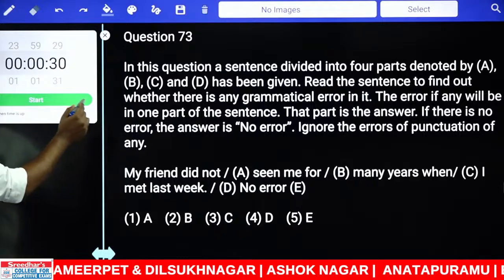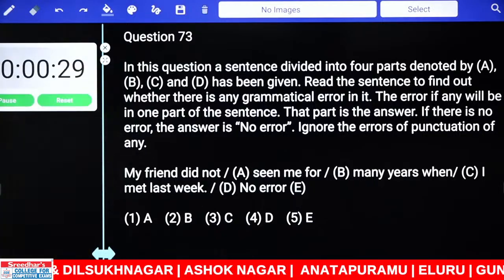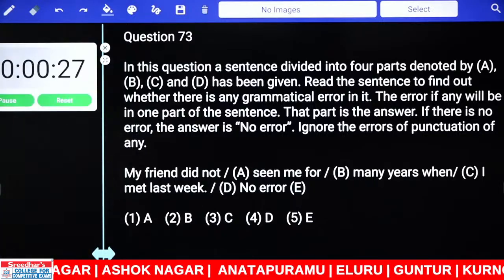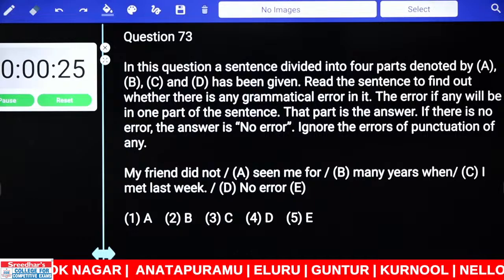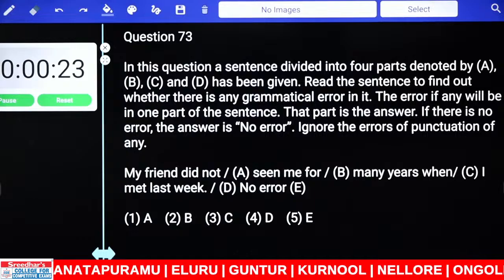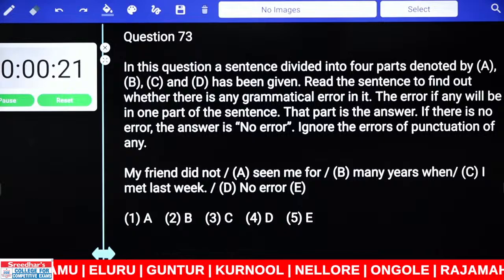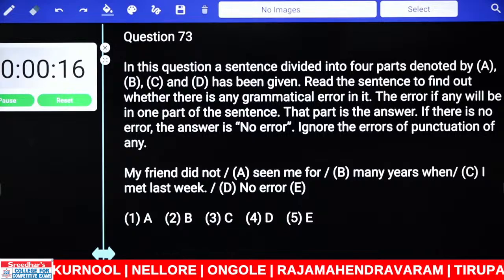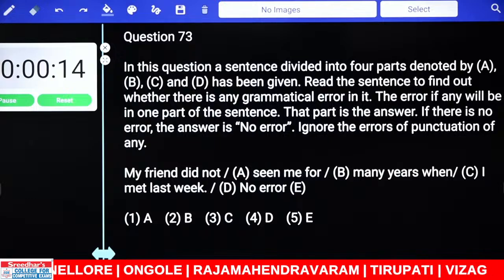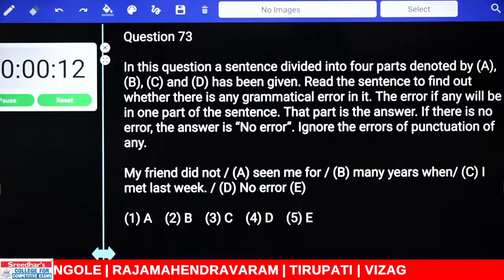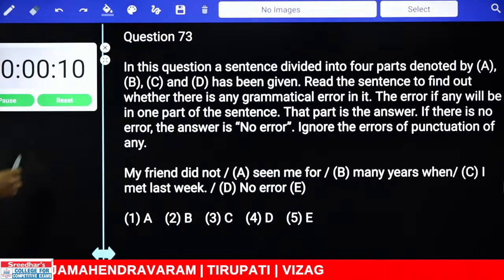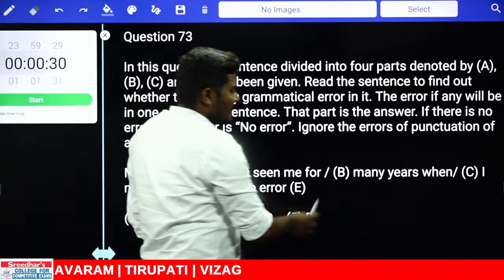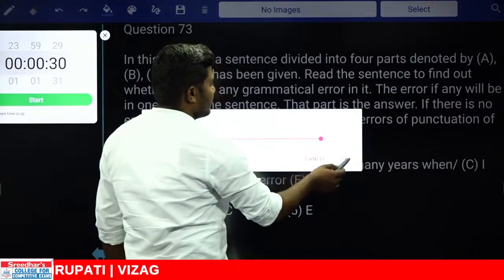73. Start your answers. Simple one. You hardly need 10 seconds. You don't need 30 seconds for that.